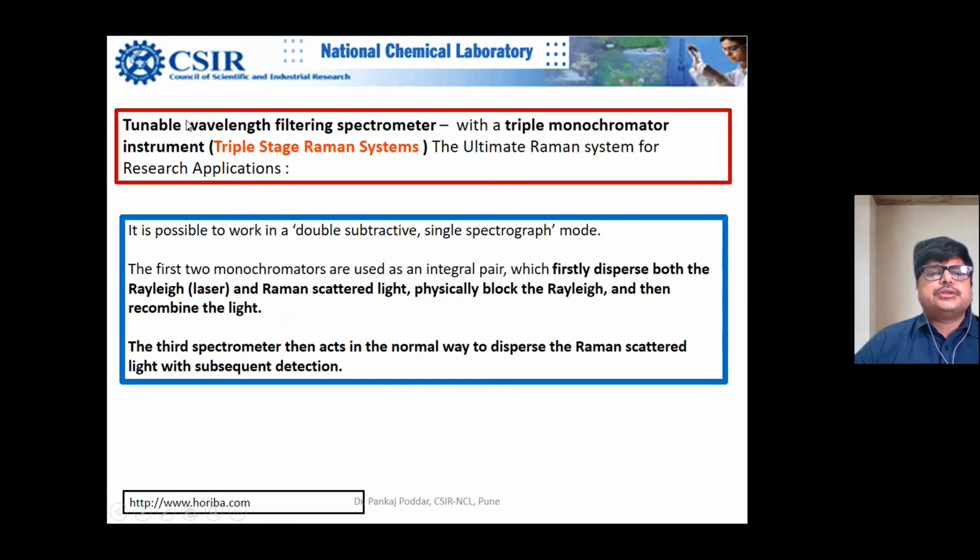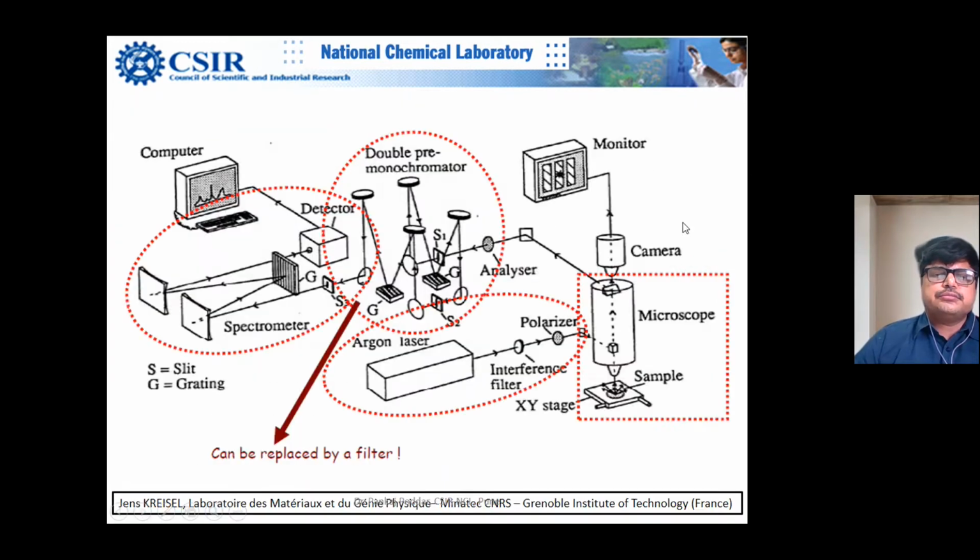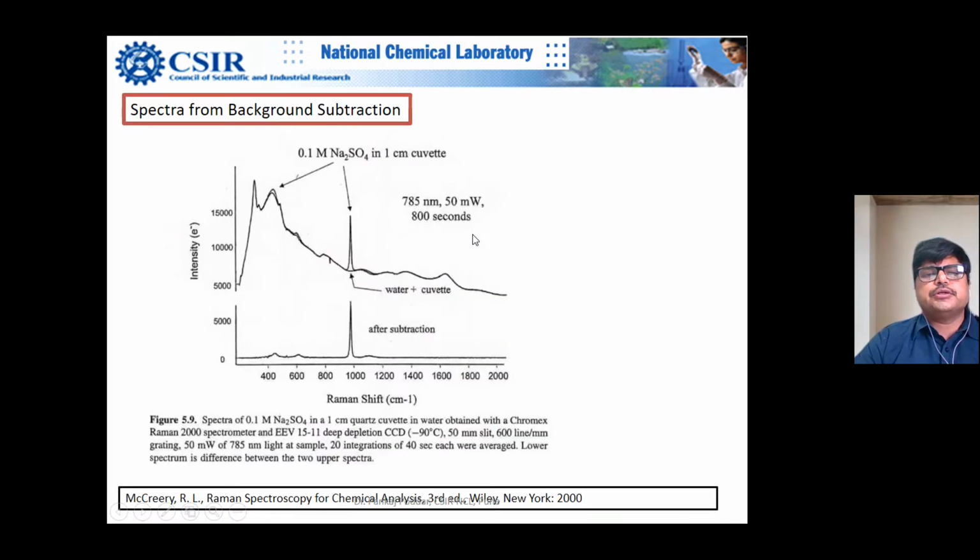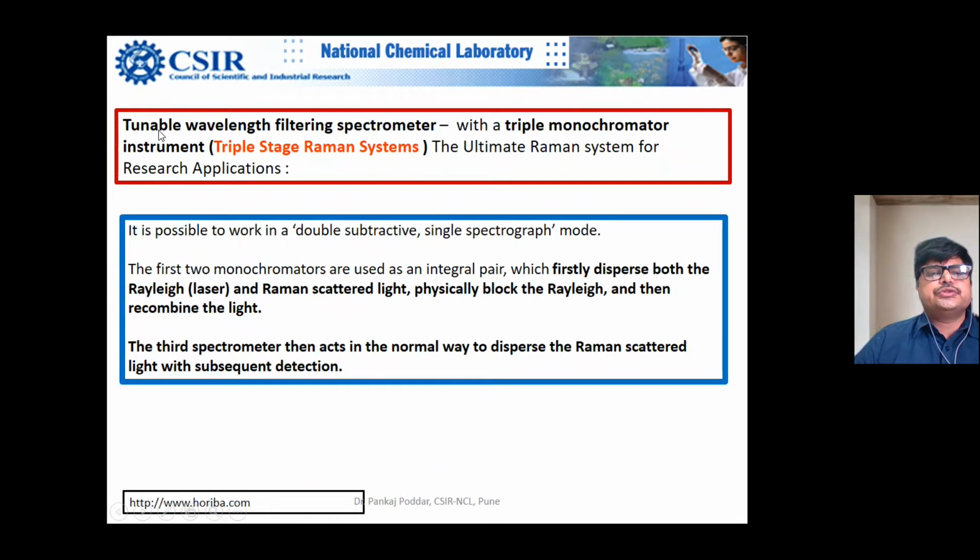So already we were talking about these triple stage Raman systems. This system is basically a triple one. Because we are not using filters, the same system can be used for any excitation wavelength. If you use any other laser, the same system can be used because we are using a monochromator, not a filter. That's the advantage, that you can use tunable wavelength filtering with a triple monochromator instrument. That's actually the ultimate tool, but it is highly expensive. Even our institute does not have that, but it is highly desirable for physics.